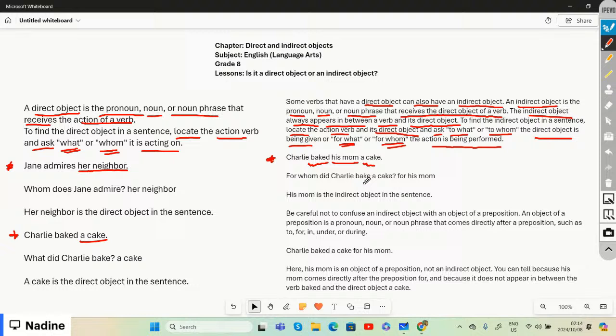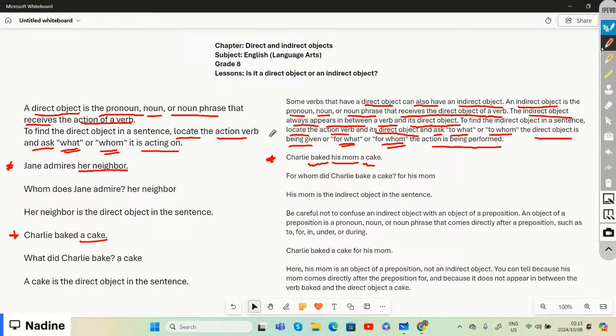All right. And if we go on to the next one, you need to be careful. Before we continue with the indirect object, remember that in order for us to find the indirect object, we will find it between the verb and the direct object. So try to locate your verb and your direct object, and you will then find that word in between them.